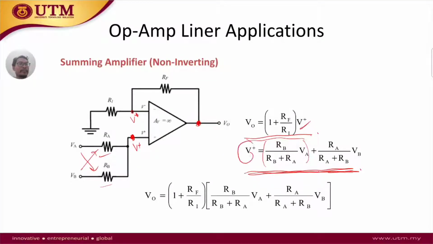So if we take the V plus and put it inside there, we are going to get this equation. So here is your V plus, 1 plus RF over R1 times the V plus, which is this one. We can do a detailed derivation of this, but basically this is what you need to understand, the equation for the non-inverting summing amplifier.